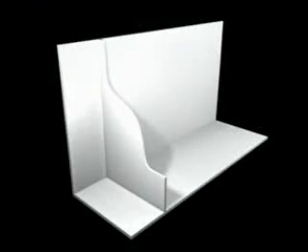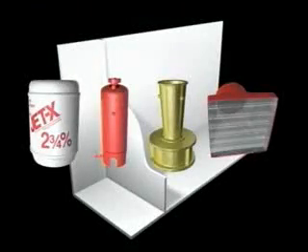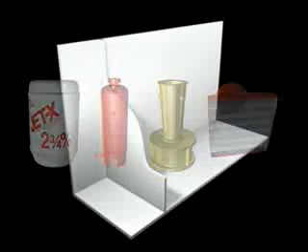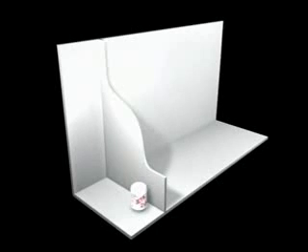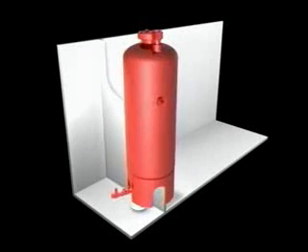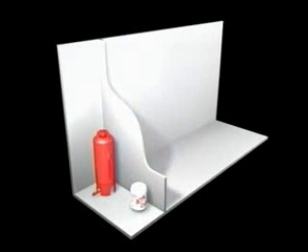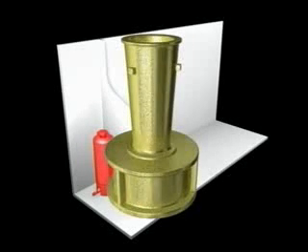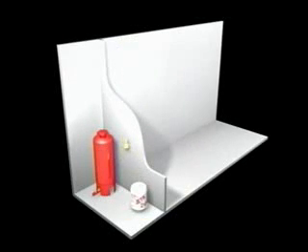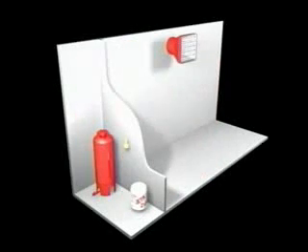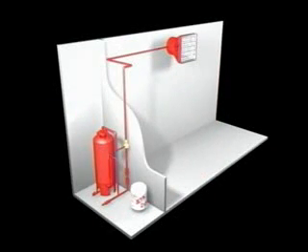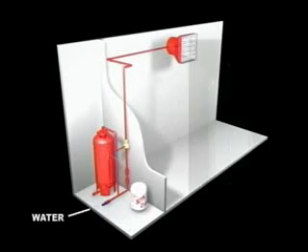The typical high expansion foam system consists of four major components: JetX high expansion foam agent, a bladder tank sized to fit the application, a foam proportioner, and one or more high expansion generators. The basic system operates solely on water pressure.